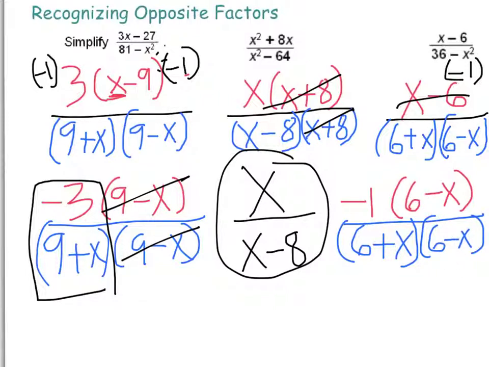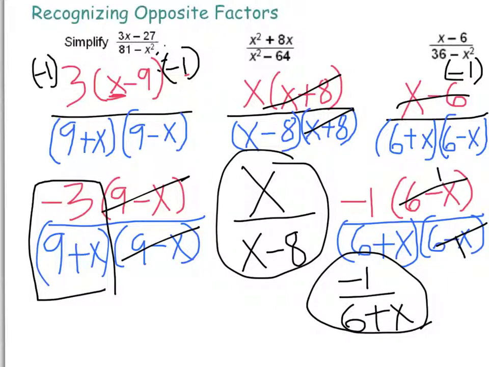Now these two match perfectly. So I can cross them both off. And my final answer is on the left here. It's negative 1 over 6 plus x. So here we have simplified this rational expression.